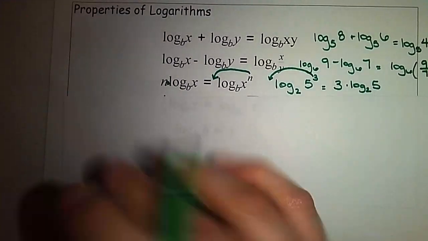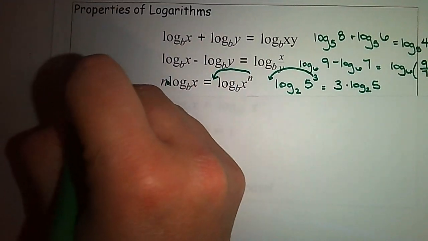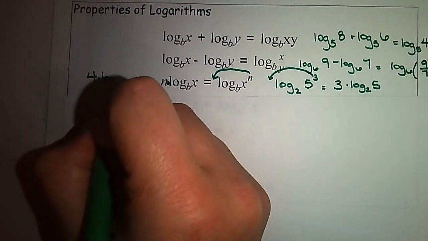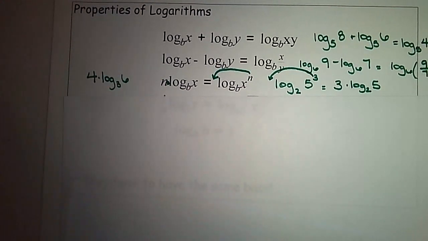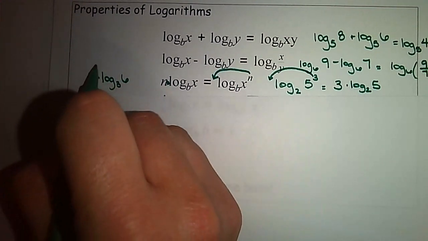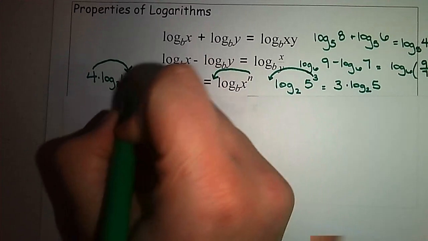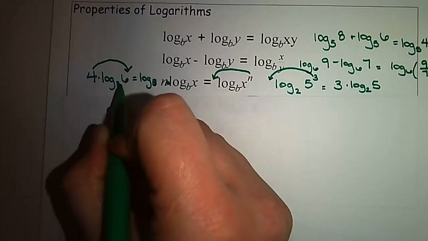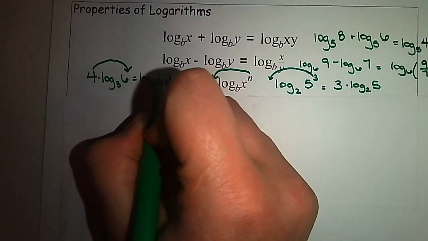And this works in reverse too. Let's say I had 4 times log base 3 of 6. Another thing I could do is move that number back up as an exponent and write this as log base 3 of 6 to the 4th.